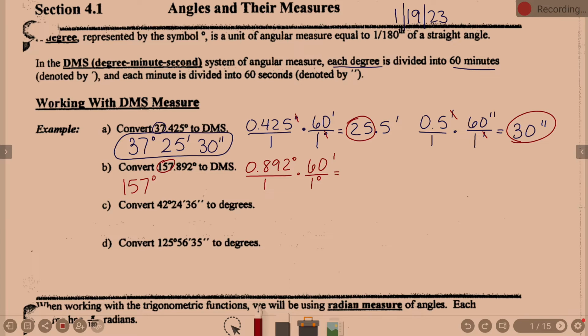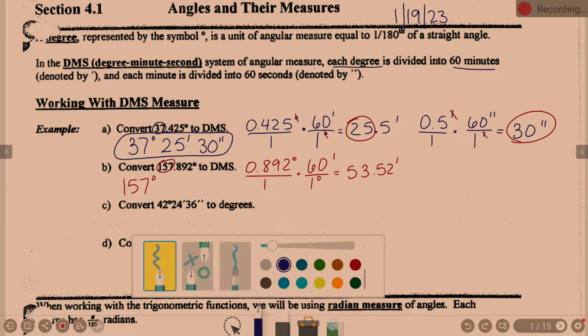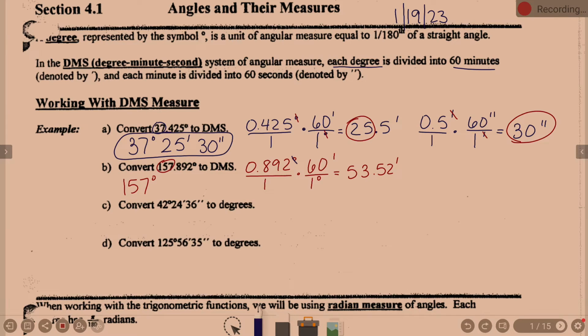And what is 0.892 times 60? 53.52. And officially that is 53.52 minutes. So what do we know right now of our answer? 53 minutes. So you see how I'm doing this. I'm grabbing the whole number and taking the whole number. So I know we're at 157 degrees, 53 minutes.